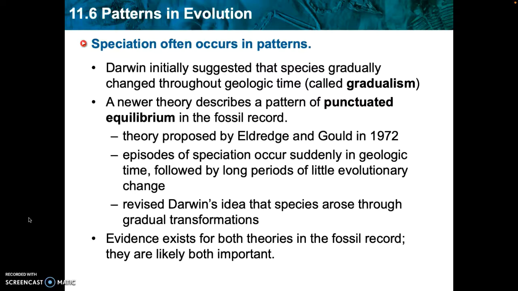It sounds like punctuated equilibrium and gradualism are in conflict with each other, but in reality, there is evidence for both theories in the fossil record. So they are both likely ways that evolution has occurred in different species and under different environmental conditions. We can't necessarily say evolution always follows the same pattern in every single species. So there is certainly evidence for both of these in the fossil record.